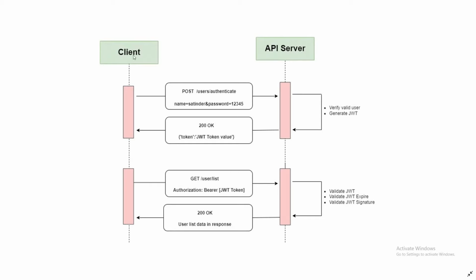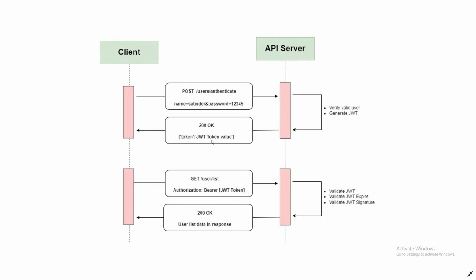Here you can see we have a client and we have an API server, and we have a user control which has two action methods. The first is authenticate and the next is list. In the authenticate action method, we pass username and password, and it checks whether the user is valid or not. If the user is valid, then it will generate a JWT token and give it in the response.